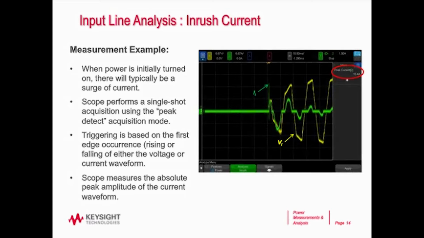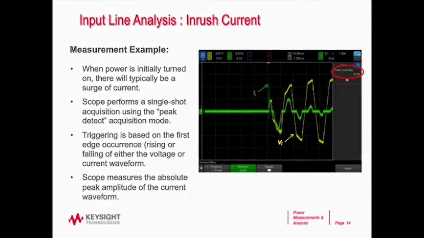Just what you can observe here, the yellow waveform, again, is the input AC voltage. You can see it begin to ramp up, and then you can see the input current. We got the spike. We got a high level of oscillating current, and then it begins to settle down to more the steady state.